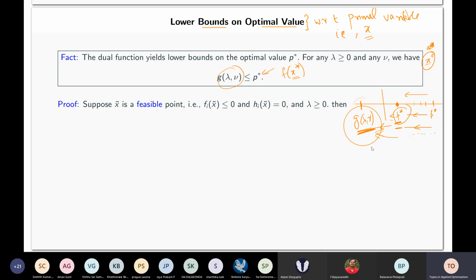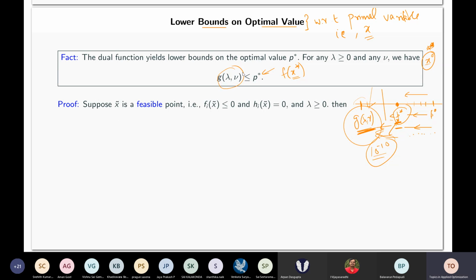In case you got to, let us say, 10 to the minus 10 accuracy, then it's telling you that you are even closer to p star, because you are already close to g of lambda, nu with an accuracy of 10 to the minus 10. So what I'm trying to say in general is that the dual can give you some lower bound, and this may be used as a reference. Of course, the big question is whether it is easy to calculate this.